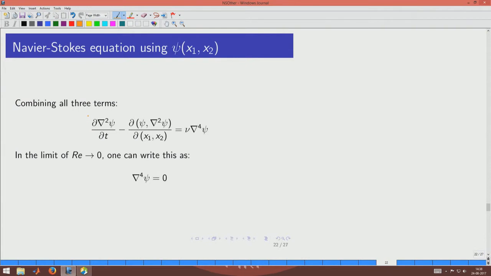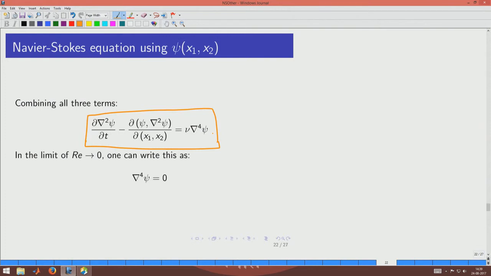You could see that it has been transformed with respect to the Laplacian of psi, saying that the local change of the Laplacian of psi at any location with respect to time, minus the Jacobian term, is equal to nu, that is kinematic viscosity, times the Laplacian twice of psi, which is basically nabla fourth power psi.